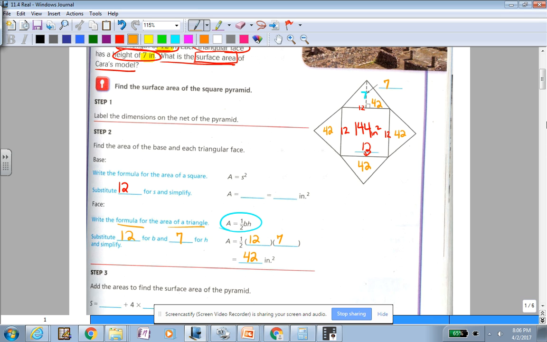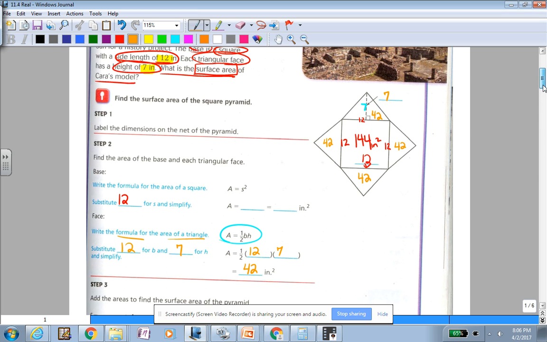And they already told us the side length happens to be 12. And so this square right here happens to have an area of 144 inches squared. Well, because now we've got these triangles that are going to be congruent, each of them is going to have the same area. And if the side here is 12 in the square, that means the base of the triangle is also 12. That means that if this height is 7, I'm going to take 1/2 base times height to give me the area of each of those triangles.